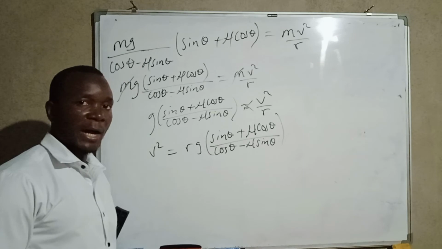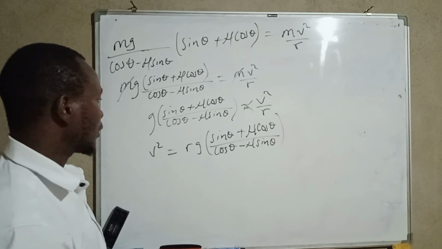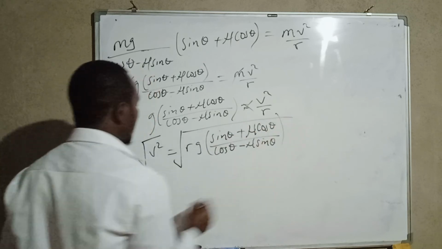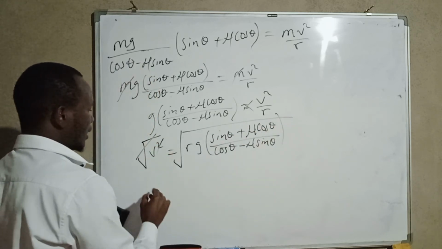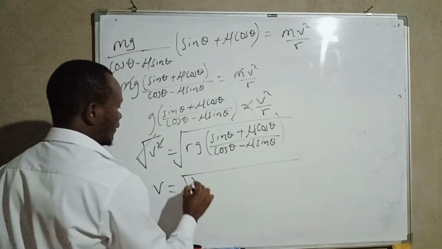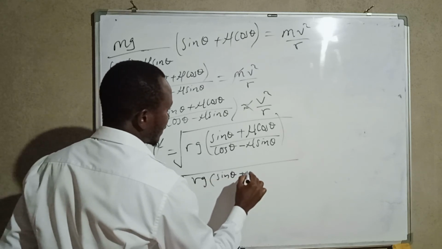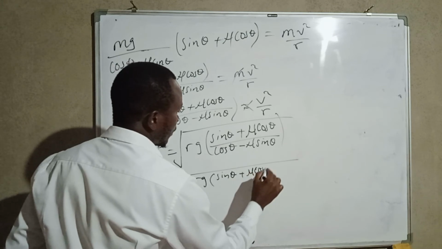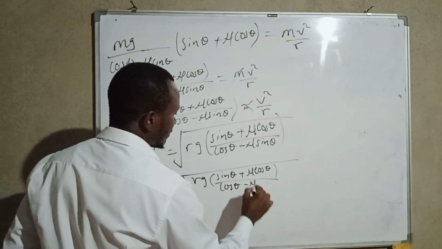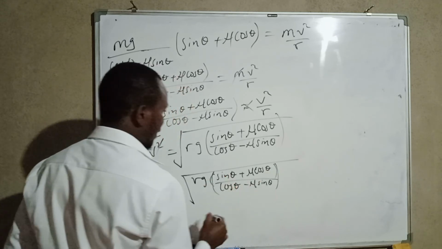Okay, we are drawing close. Now let us finish if we can. So we know from trig ratios, if we want, we can just introduce the square root from here. We introduce the square root, and this square root and this square will cancel. We have Rg times sin theta plus mu cos theta over cos theta minus mu sin theta. So this must be like this.